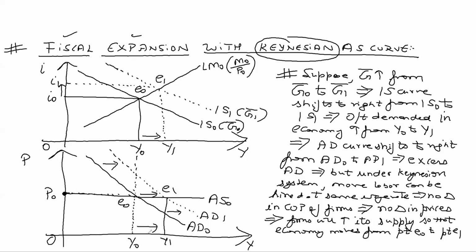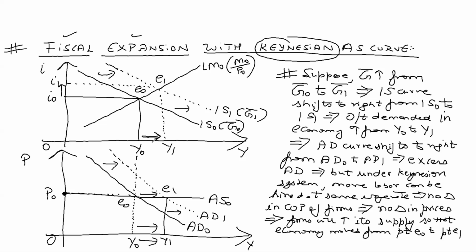So what do we observe? We observe that fiscal expansion is successful in increasing the output in the Keynesian economy. I quickly go over the chain. Initially, the economy was in equilibrium at point E0. When government expenditure goes up, IS curve shifts to the right. The whole chain which we have done in the ISLM lecture will happen. Ultimately, the economy moves from point E0 to E1. Output demanded in the economy goes up from Y0 to Y1.